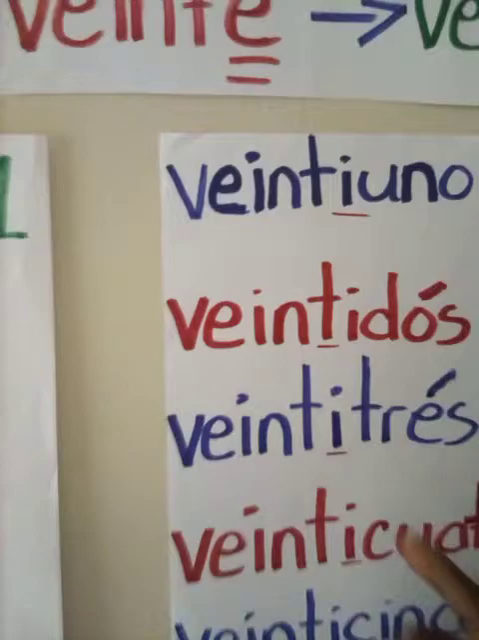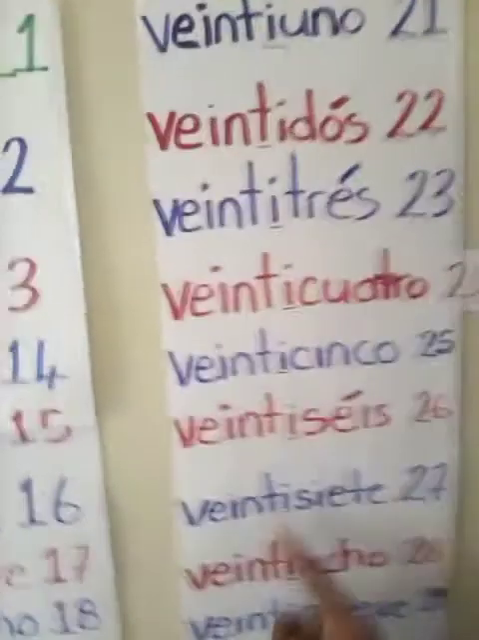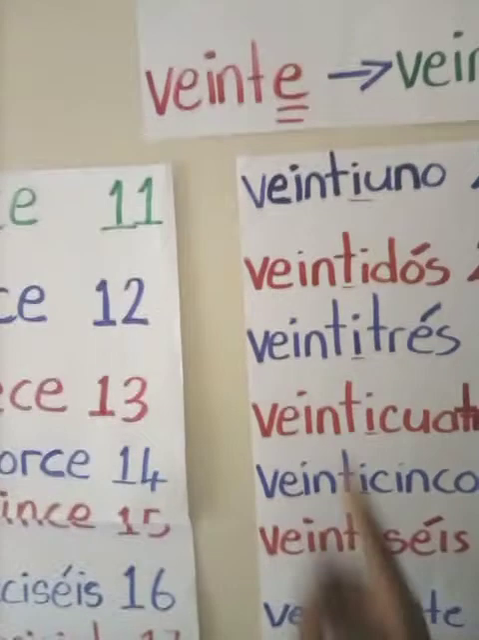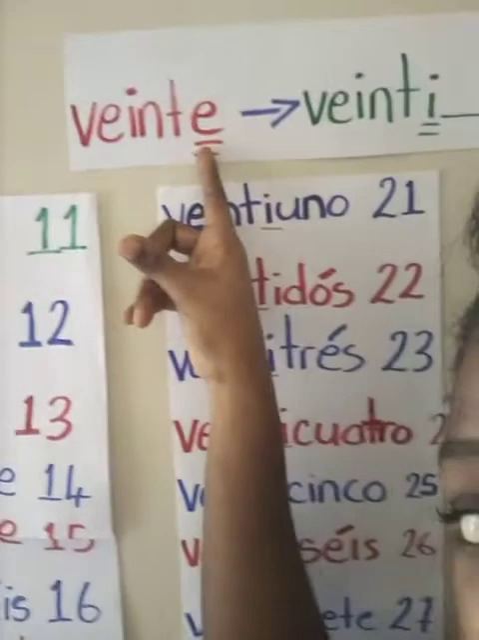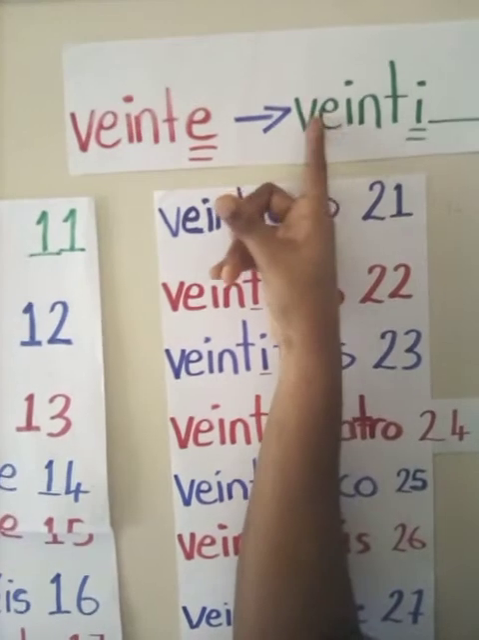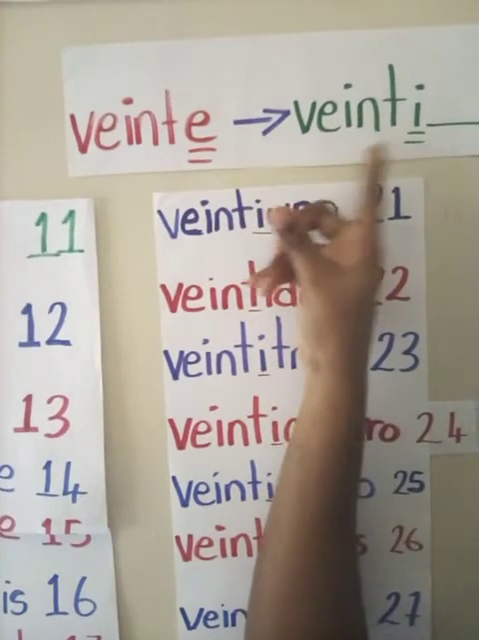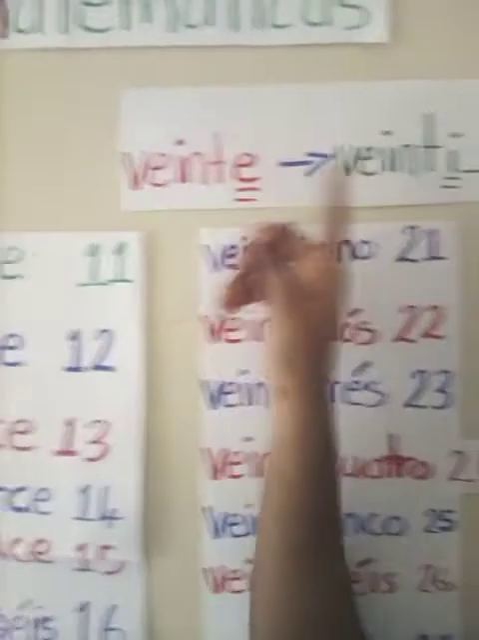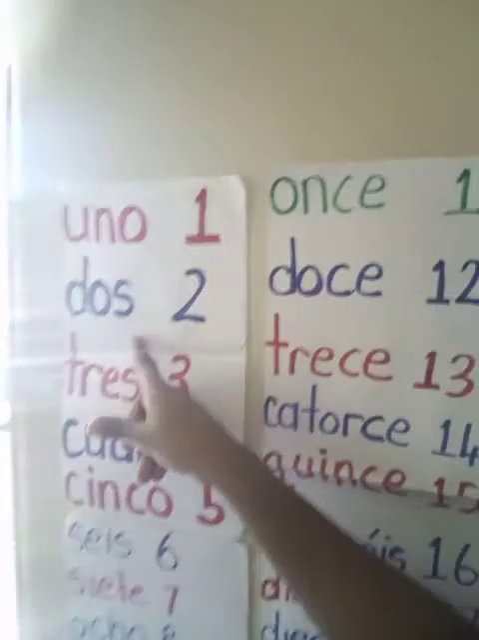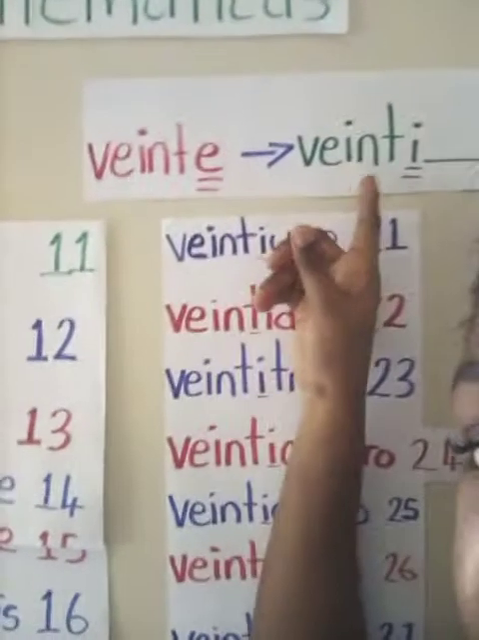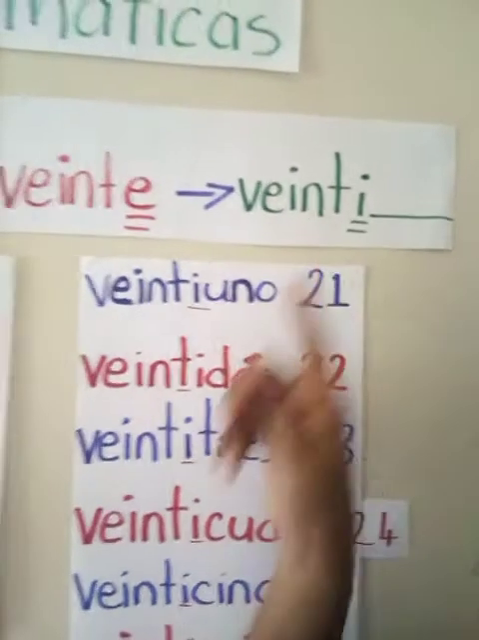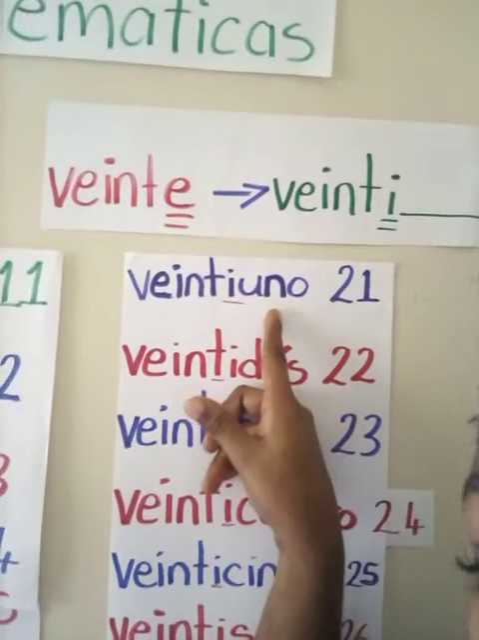However, when we are writing numbers 21 to 29 in Spanish, there's going to be a little bit of a change. What happens is that the E is now going to be changed to I. So it becomes veinti, followed by uno, or veinti followed by dos, veinti followed by tres, etc. So to get number 21, it would be veinti followed by the word for one in Spanish, which is uno.